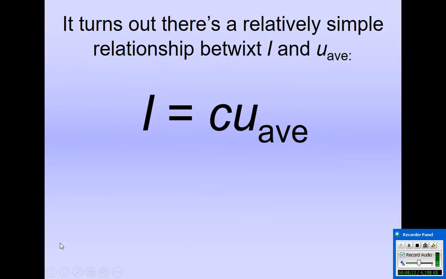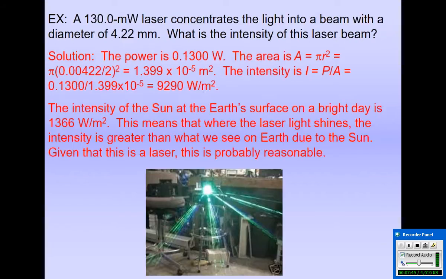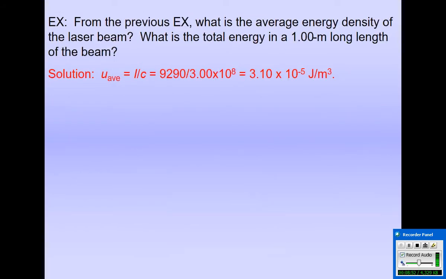And we can measure intensity, and it turns out that there is a simple relationship between intensity and energy density. And once again, it involves the speed of light. The intensity is equal to the speed of light, c, times the average energy density. So let's go back to that previous example with the laser beam, and we can ask what is the total energy in a 1 meter long length of this laser beam. So I can say that the average energy density equals intensity divided by the speed of light, 3.10 times 10 to the negative 5 joules per cubic meter.